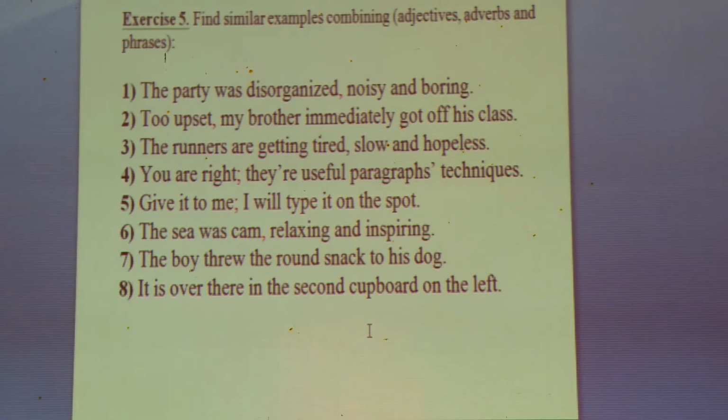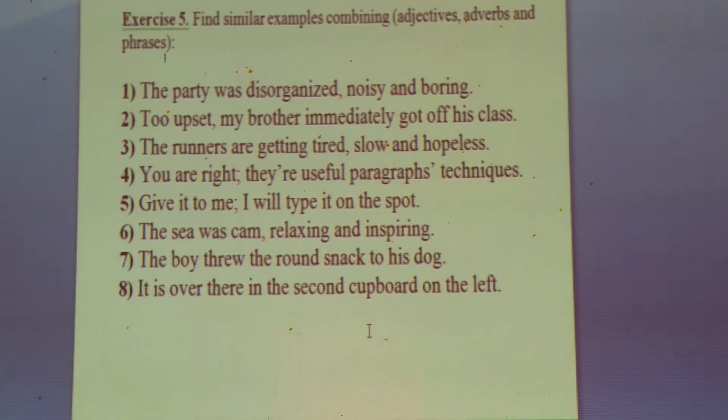You are right, they are useful paragraphs techniques. Give it to me, I will type it on the spot. The sea was calm, relaxing, and inspiring. The boy threw the round snack to his goal. It is over there in the second cupboard on the left.